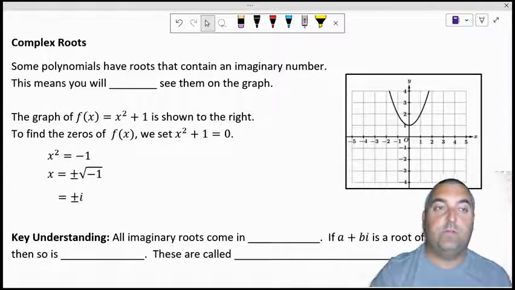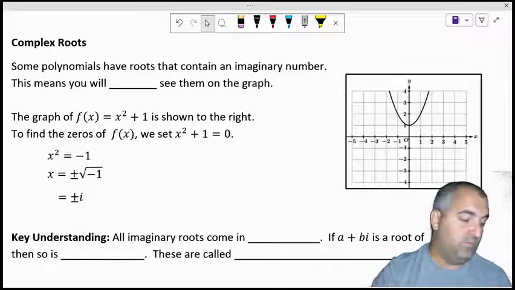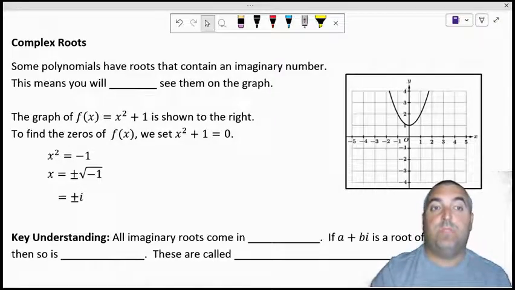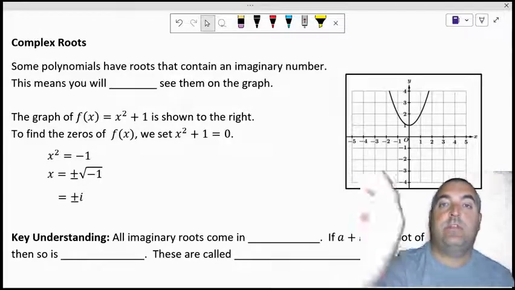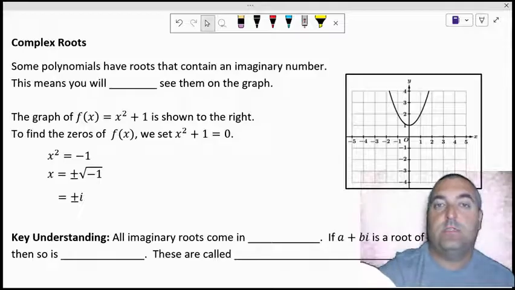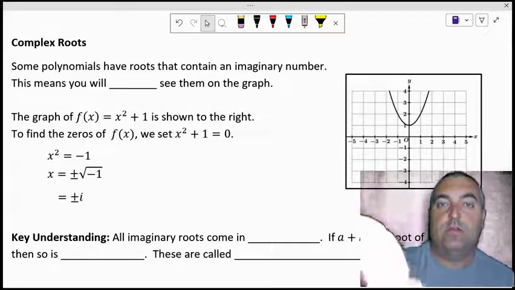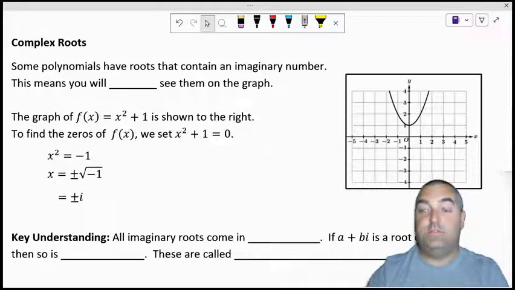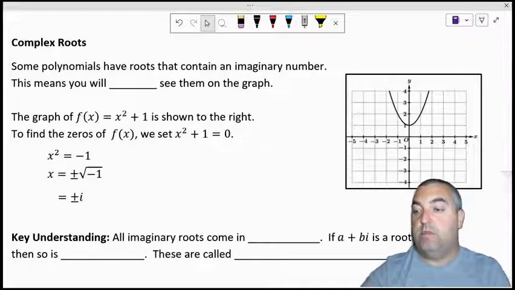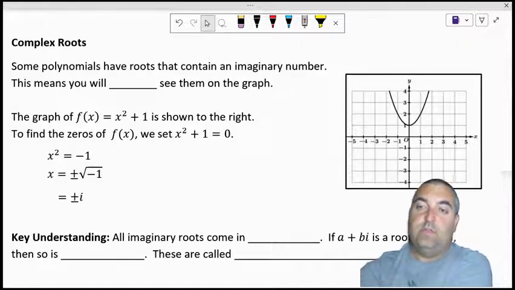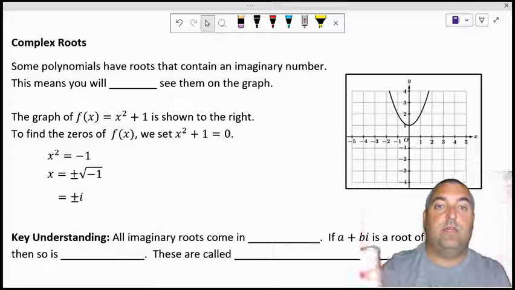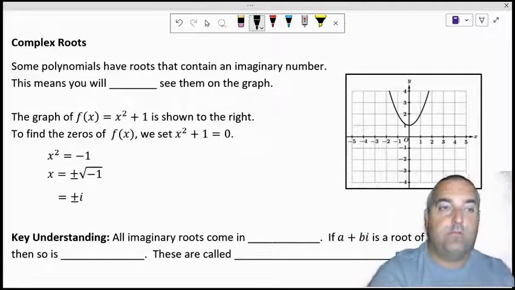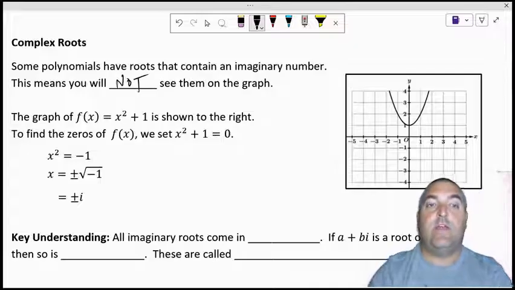We're continuing with topic 1.5. We are now looking at complex roots here. So some polynomials have roots that contain an imaginary number. Because our coordinate planes are made up of just real numbers, imaginary numbers won't show up on the graph as x-intercepts. So this means that we will not see them on the graph.